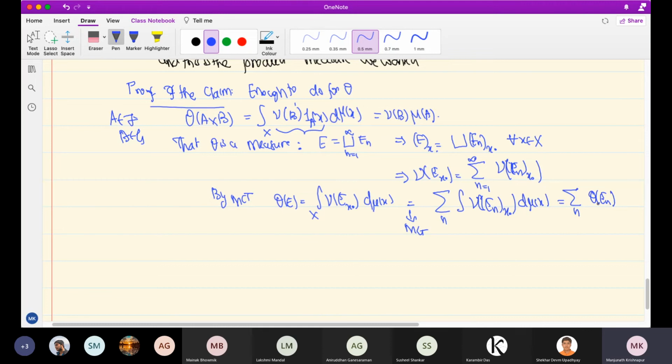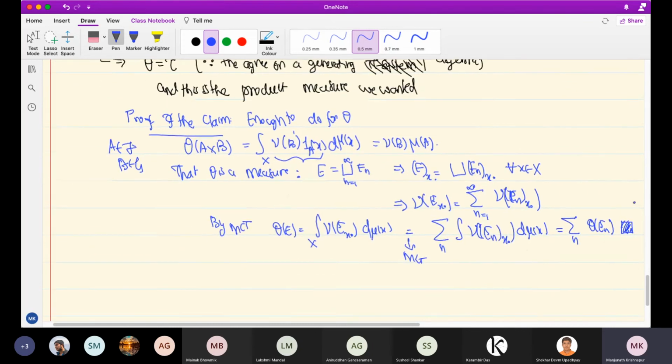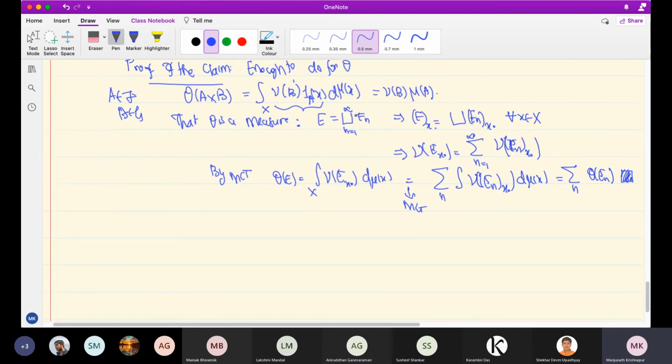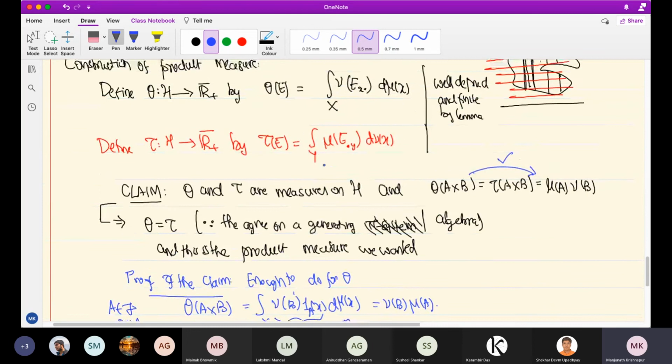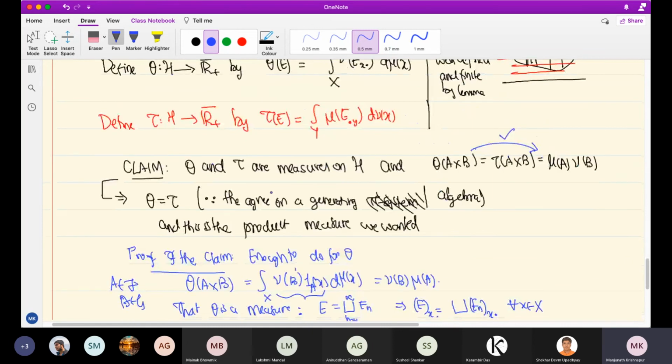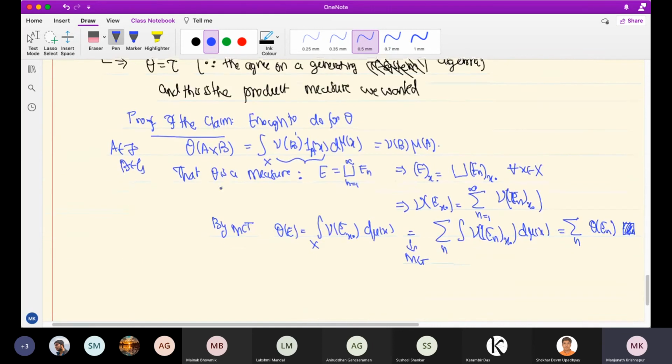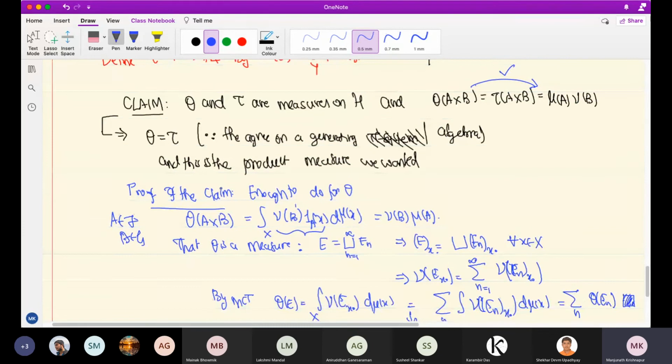Okay, so you show that this is a measure. So this completes the proof of the claim. There is nothing more to check except countable additivity for a disjoint countable union of sets. So this proves the existence and uniqueness of the product measure. So that finishes that. Any questions here?